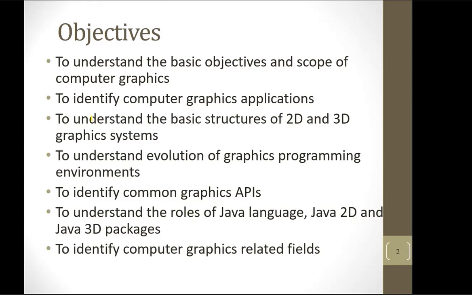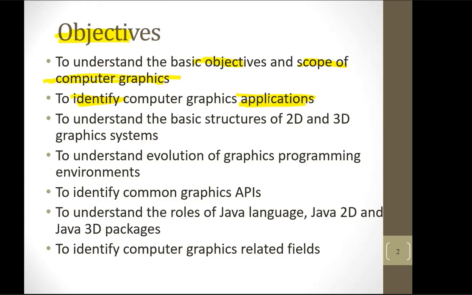So the objectives of this course are, first of all, to understand the basic objective and the scope of the computer graphics. So first of all, you have to understand the basic objectives and the scope. Why do we need computer graphics and how to use computer graphics? Then the second objective is to identify the computer graphics applications. So what are the applications in which we need computer graphics?